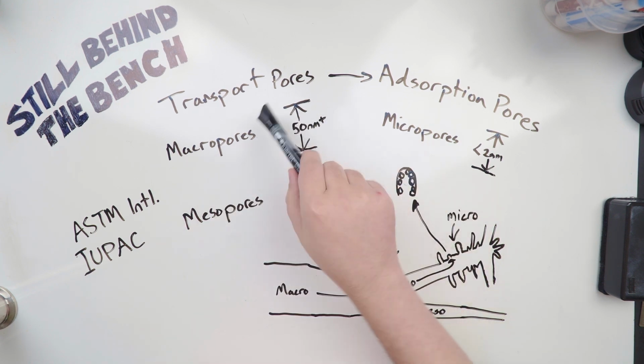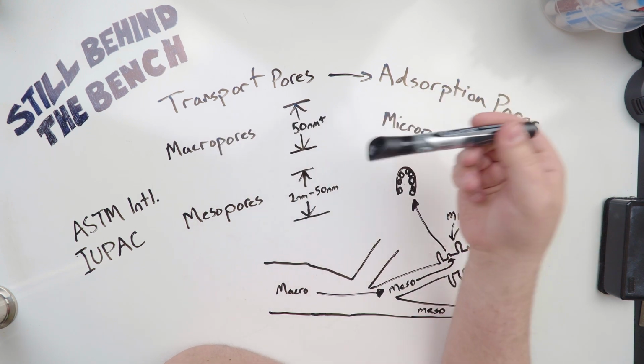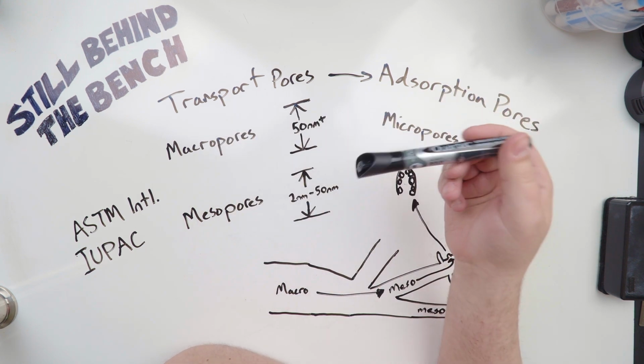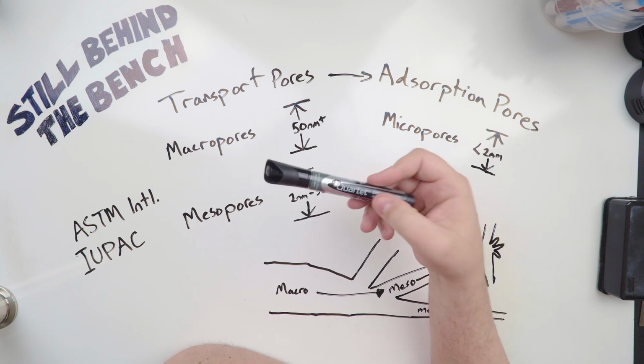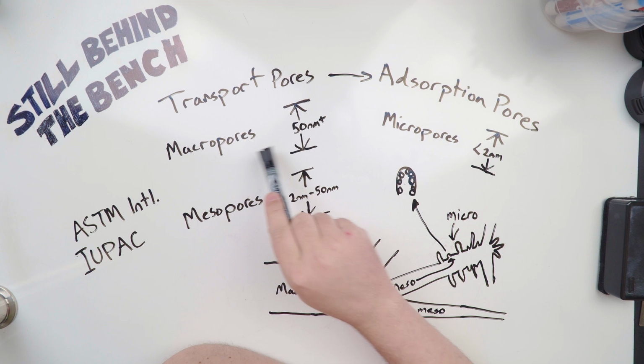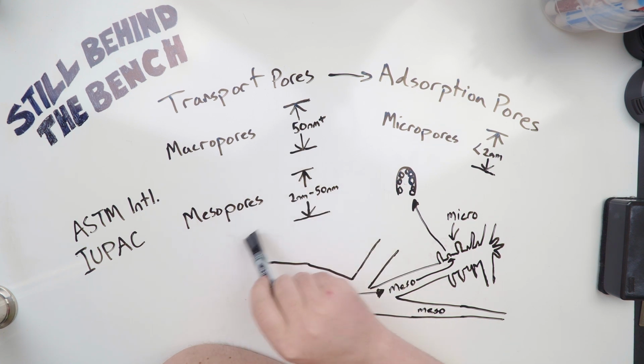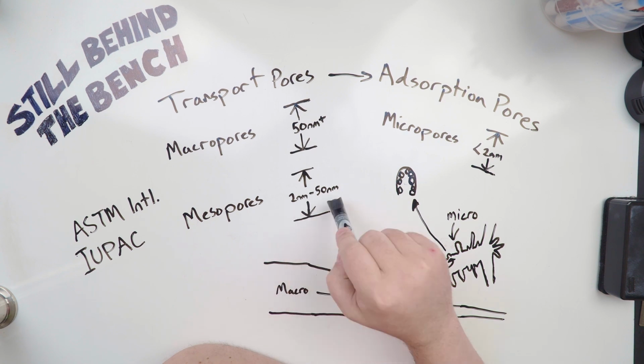So the first kinds of pores that we're going to talk about are transport pores. These are the larger pores. They facilitate the movement of molecules deeper into the activated carbon structure. Transport pores consist of two size ranges of pores. First we have the macropores, which are 50 nanometers and larger. And then we have the mesopores, which are between 2 nanometers and 50 nanometers.